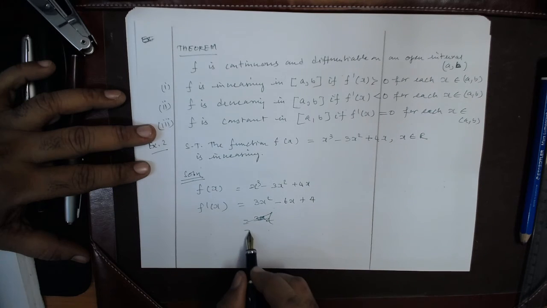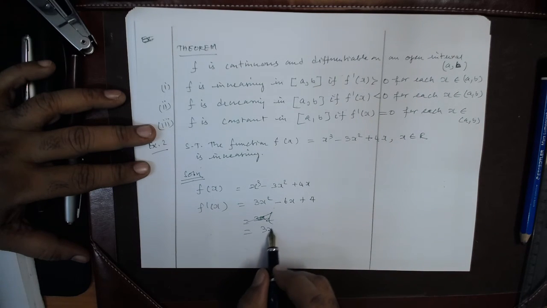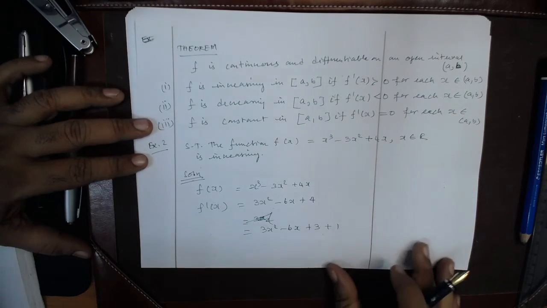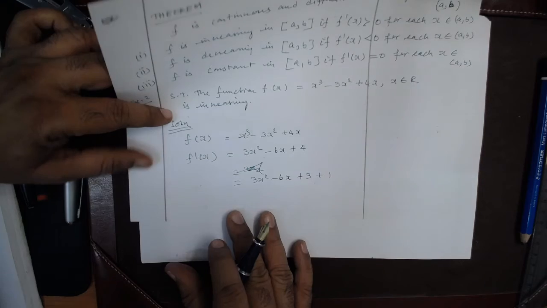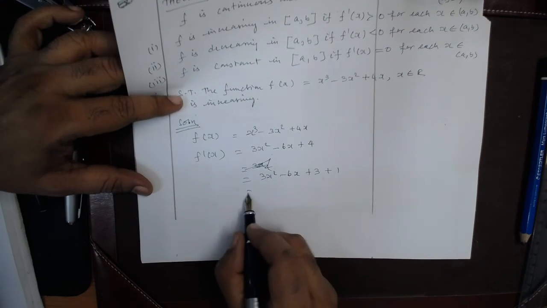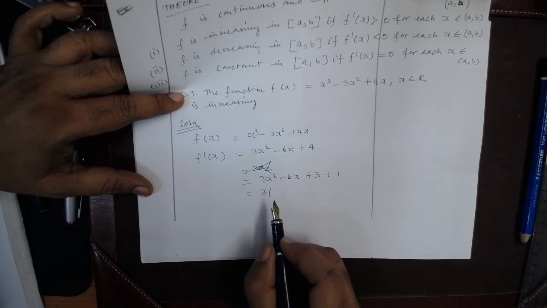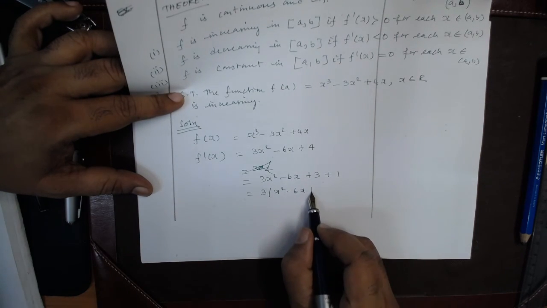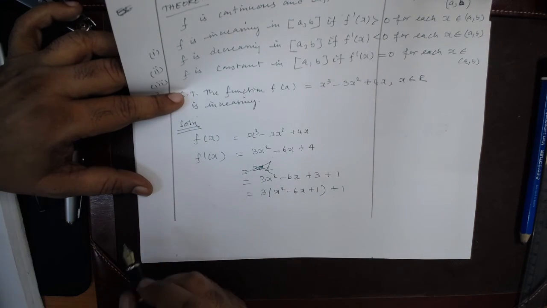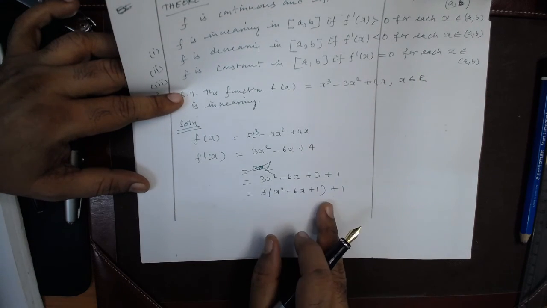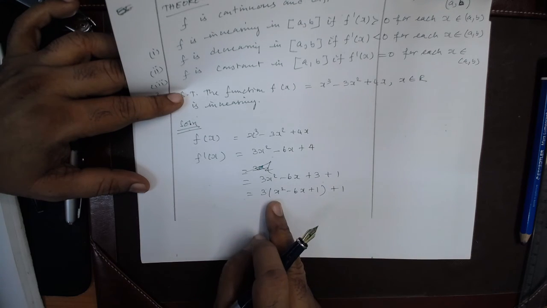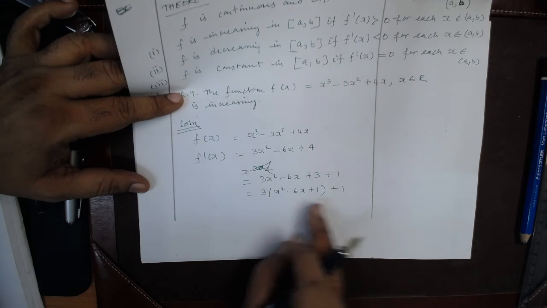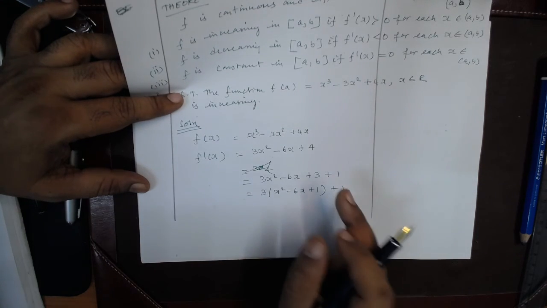We can further split this into 3x squared minus 6x plus 3, plus 1, we can split like that. Then we can take 3 outside the bracket. So we can put 3 into (x squared minus 2x plus 1) plus 1. So now what will definitely come in this value? This gives a positive value. Understood? This is definitely positive, because plus 1 will remain plus 1 anyway.